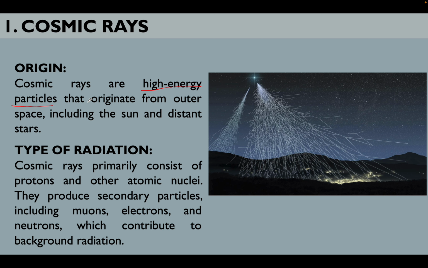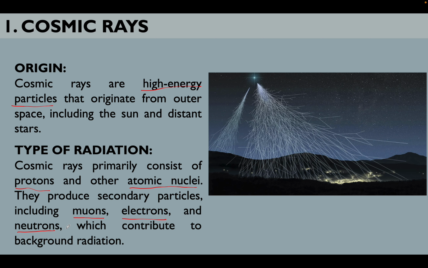Now, what is this type? Unsa man ni siya nga type of radiation, si cosmic ray or cosmic rays. So now cosmic rays primarily consist of protons and other atomic nuclei. So they produce again secondary particles, including the muons, the electrons, and neutrons, which contribute to again what we call the background radiation.